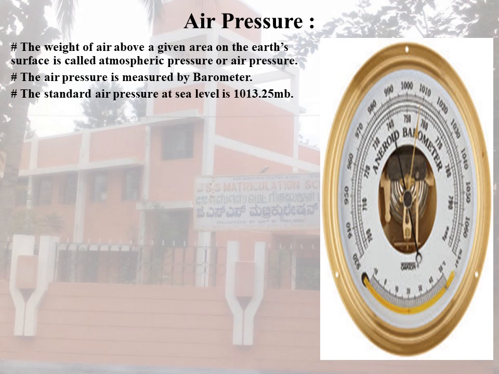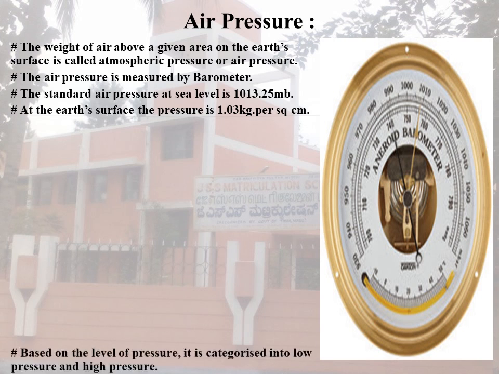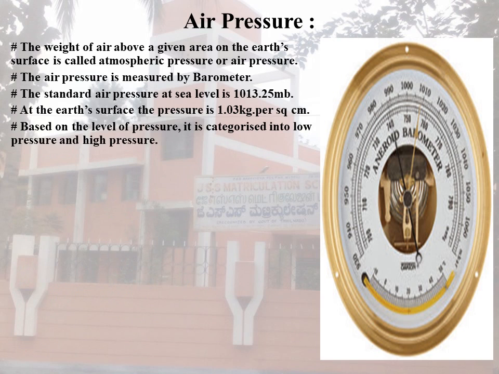The standard air pressure at sea level is 1013.25 MB. At the earth's surface, the pressure is 1.03 kg per square centimeter. The variations in standard atmospheric pressure are found both horizontally and vertically. Based on the level of pressure, it is categorized into low pressure and high pressure.